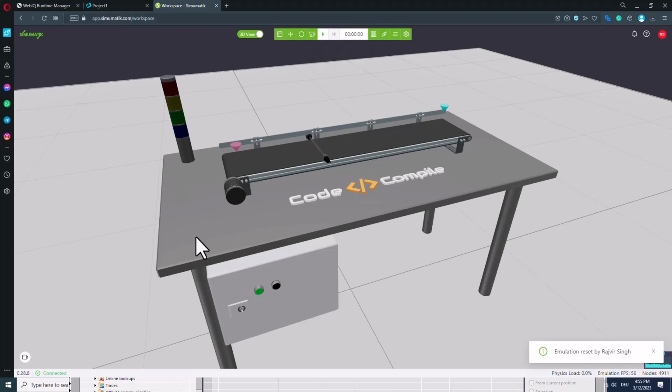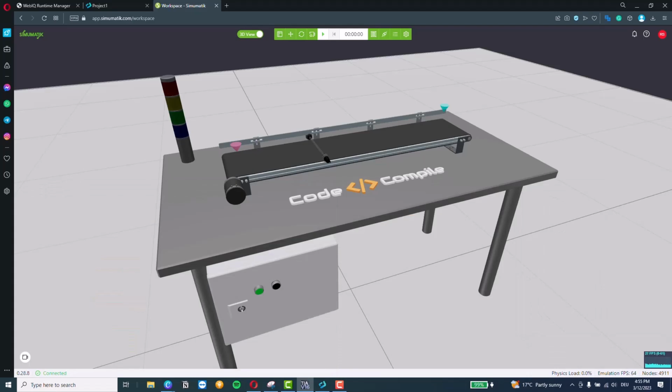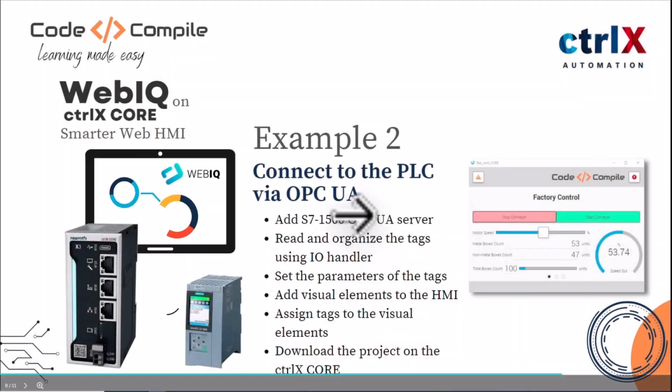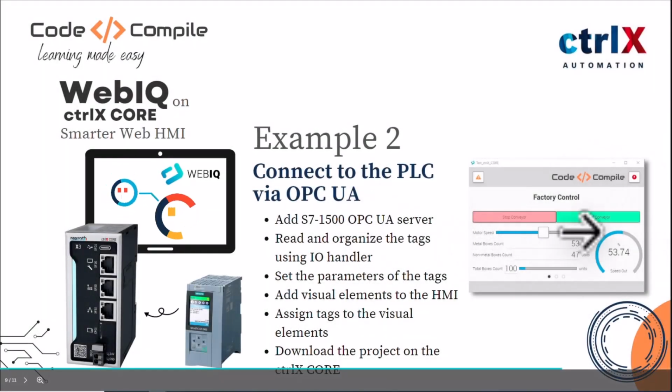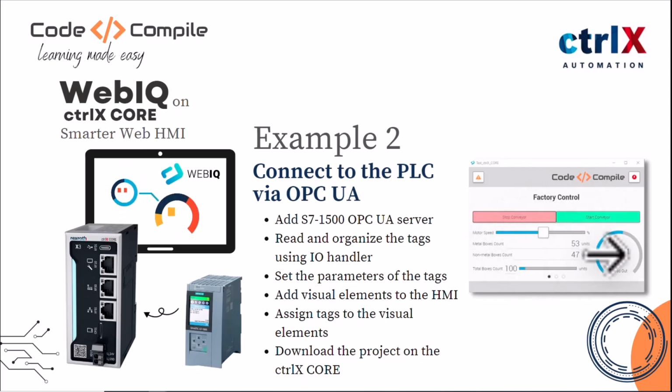Okay. Now let's go to our designer. In this case, let me just bring this to my another screen. And if you check our requirement, we have to create an HMI factory control. You have two buttons, start, stop, conveyor, motor speed slider, metal box count, non-metal box count, total box counts, and speed output, which is the feedback of the speed.